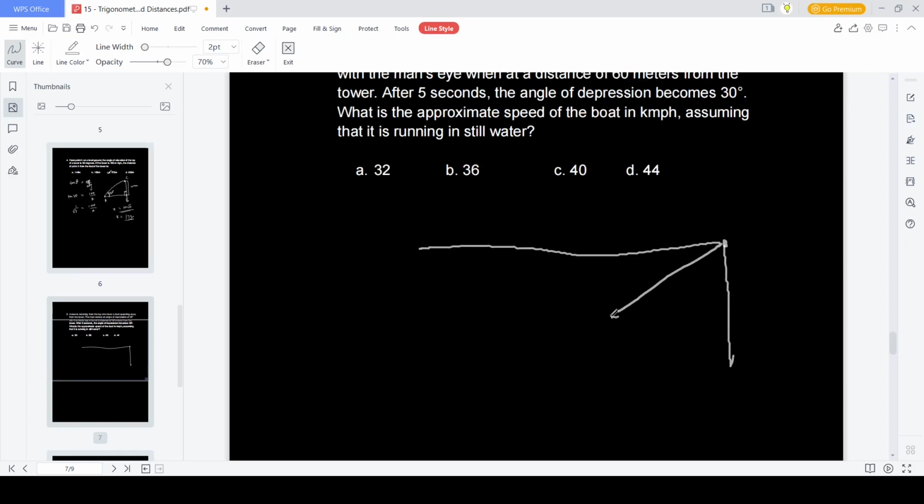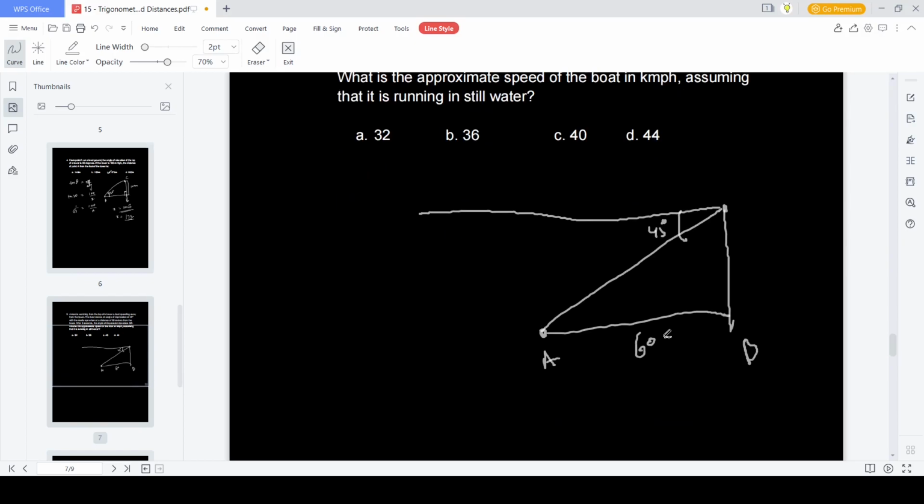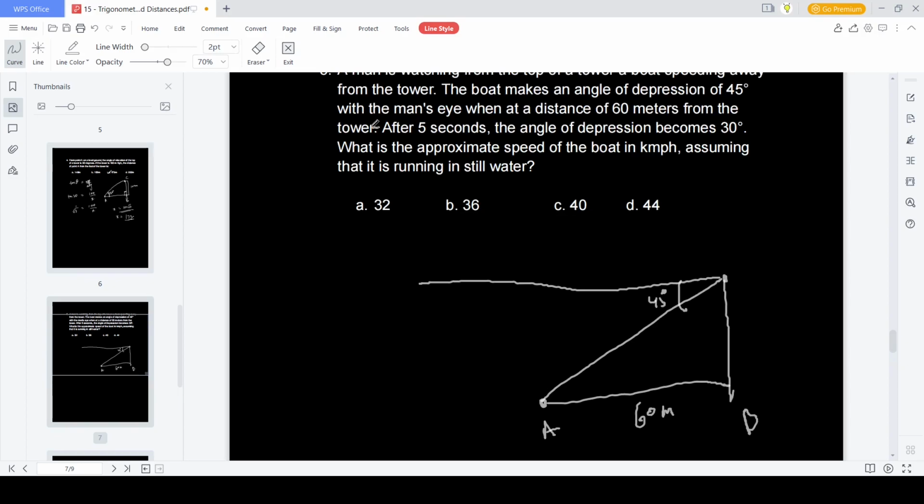So the angle of depression is this angle, 45 degrees, at this point when the distance AB is equal to 60 meters. Now after 5 seconds, the angle of depression becomes 30 degrees. So in 5 seconds the boat moves by this distance x, and the angle of depression becomes 30 degrees. Now we have to find out the speed of the boat.